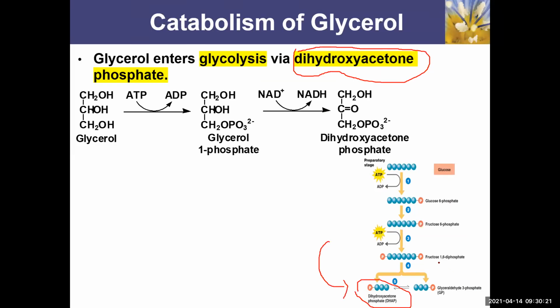And how does it take place? First of all, we have the activation step. Where does this take place? Again, this takes place in the cytosol, because plenty of questions are asked about the locations. Where does glycolysis take place, the TCA cycle, the pentose phosphate pathway? So remember the locations also. The catabolism of glycerol also takes place in the cytosol or the cytoplasm.